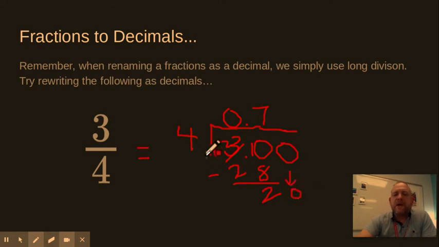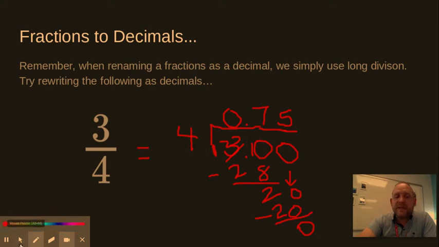Now I've got, how many times can I take 4 out of 20? Well, that's easy. I know my 4s again. 4, 8, 12, 16, and 20. So 5 times exactly. And exactly means when I do this, I'm going to come out with a remainder of nothing. So ladies and gentlemen, here is your decimal that goes along with your fraction. 3/4 of something is also 75 hundredths of that same thing. So that's how this will play out.